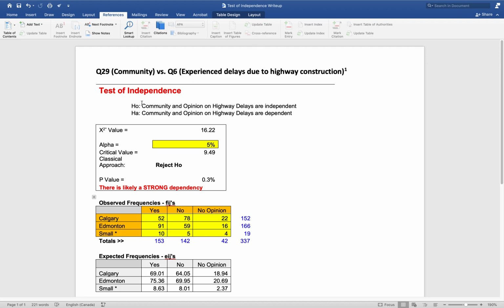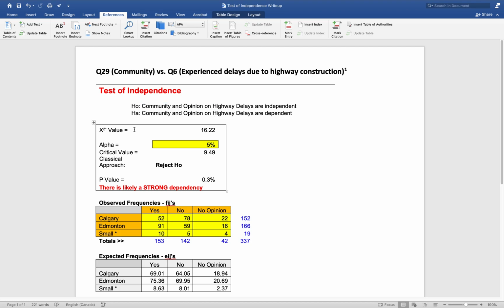Now, here's the results that I've got, and I've mostly just cut and paste these from the template. The problem was that it was very wide, and so that would spill over the page here. It doesn't fit on a portrait size page here. So I just cut and pasted the parts that I needed here. So the test of independence. Originally, this simply said that the two variables are independent, and so I changed them to community and opinion on highway delays are independent versus the alternative that they are dependent.